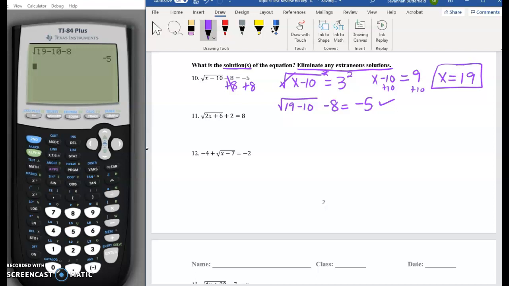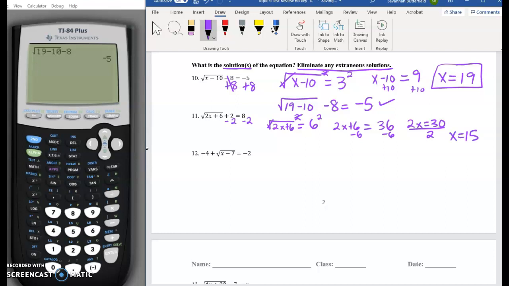So looking at 11 and 12 again, we're going to do the same process. I have to isolate my square root first, so I'm going to subtract the 2. And so then I'm going to get the square root of 2x plus 6 is equal to 8 minus 2 is 6. I got to square both sides now because my radical is now isolated, so cancel that out. And I get 2x plus 6 is now equal to 6 squared is 36. I'm going to subtract 6 over, and so I'm going to get 2x is equal to 30. Divide by 2, and I get x is equal to 15.